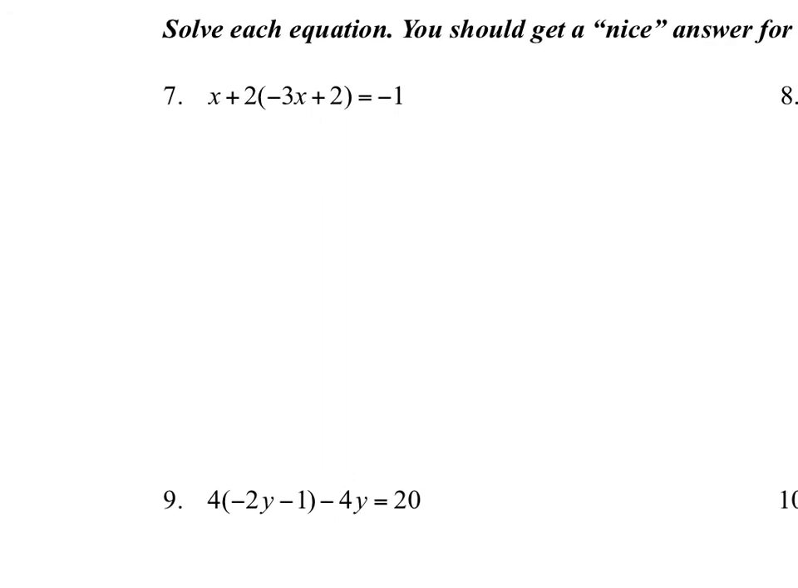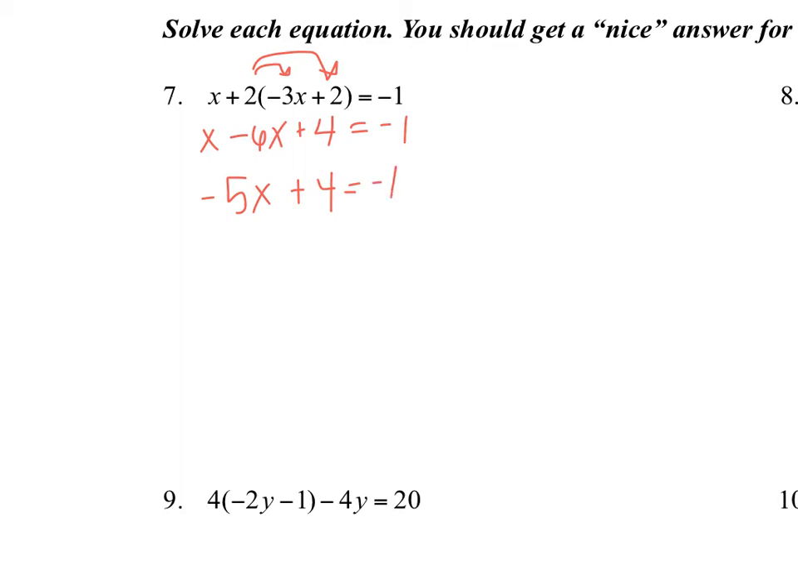On number 7, first step is to distribute that 2 to everything inside the parentheses. So we have 2 times -3x, which is -6x. 2 times 2 is a +4. Bring down the rest of our equation. And then we're going to combine like terms. So x minus 6x, that gives us -5x, sorry, plus 4 equals negative 1.